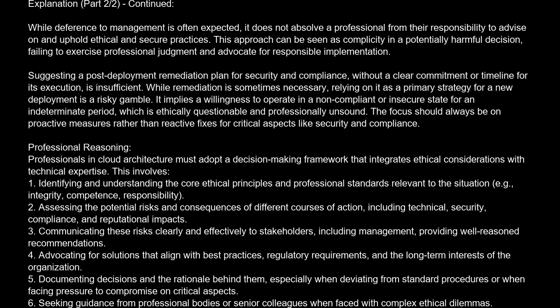4. Advocating for solutions that align with best practices, regulatory requirements, and the long-term interests of the organization. 5. Documenting decisions and the rationale behind them, especially when deviating from standard procedures or when facing pressure to compromise on critical aspects. 6. Seeking guidance from professional bodies or senior colleagues when faced with complex ethical dilemmas.